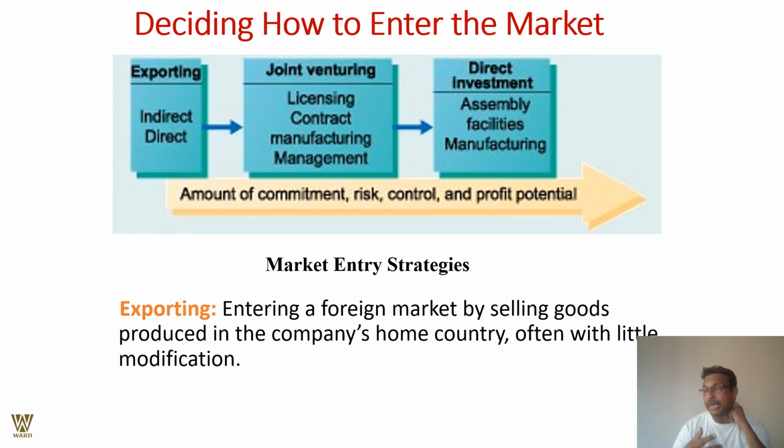Then comes deciding how to enter. Do you just keep on exporting? It might be direct, or through an agent, which is indirect. Or it might be a joint venture, probably making an agreement with the home country and parent country nationals, or a licensing understanding, or contract manufacturing, or management contracting, as the case might be. Or should you open another company in a different country, a direct investment, with assembly facilities and manufacturing?